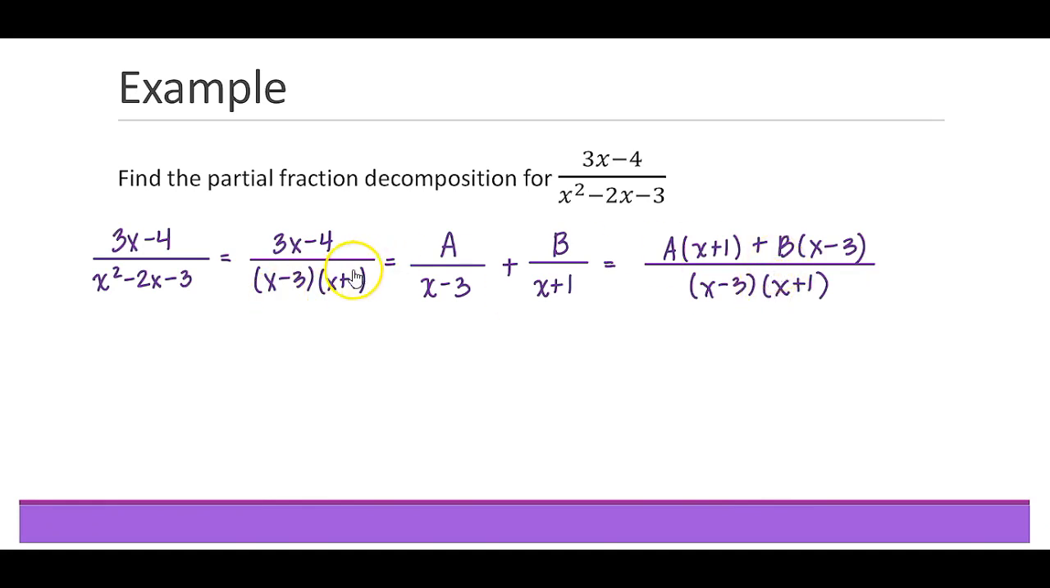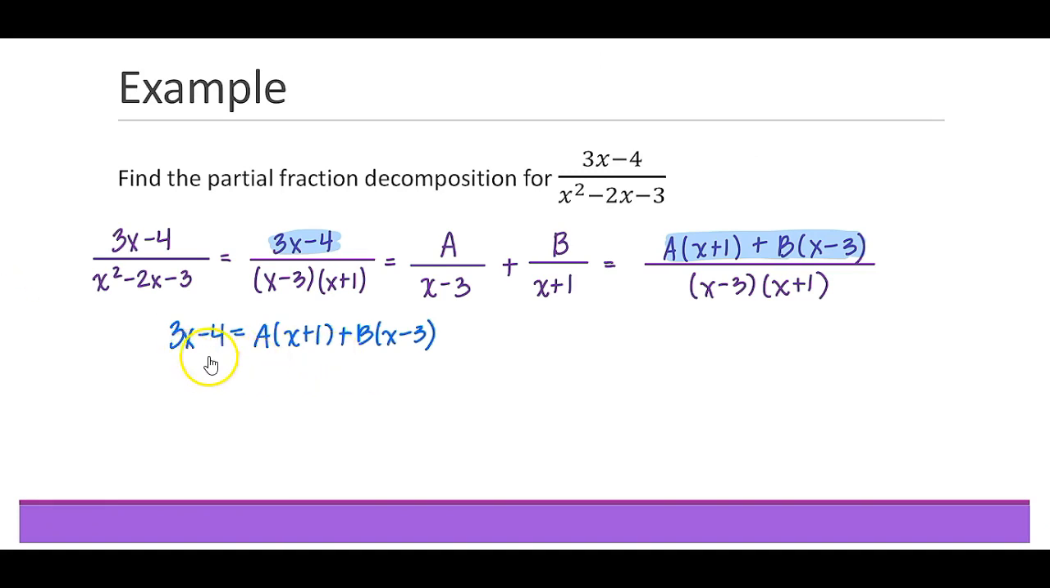So if we really want these to be equal, we're essentially setting their numerators equal to each other. We want to know what values make 3x minus 4 equal to a times quantity x plus 1 plus b times quantity x minus 3. I'm going to go ahead and set the 3x minus 4 equal to a times the quantity x plus 1 plus b times the quantity x minus 3.